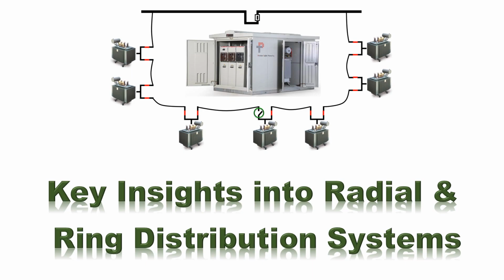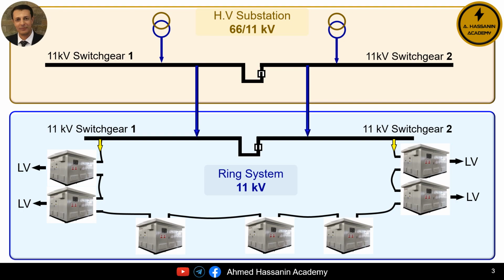In the name of Allah, in this lecture we will explain in a simplified way the most important advantages, disadvantages, and general remarks about the distribution network, whether it operates using the radial system or the ring system. As I mentioned in the previous lecture, the ring distribution system begins from switchgear 1, which supplies the first kiosk transformer in the ring system, and it ends at the last kiosk transformer, then finally connects to switchgear 2.